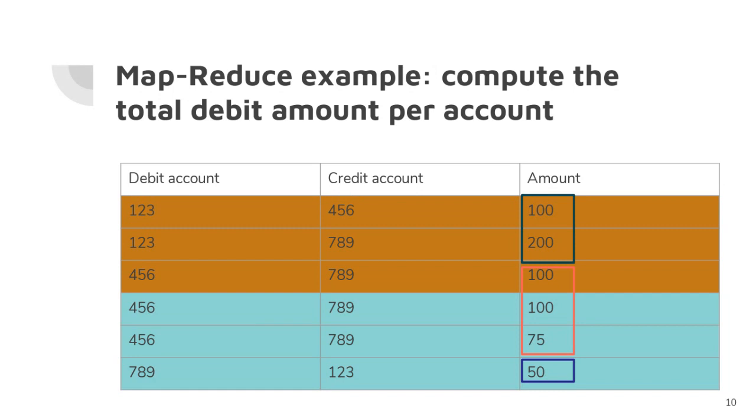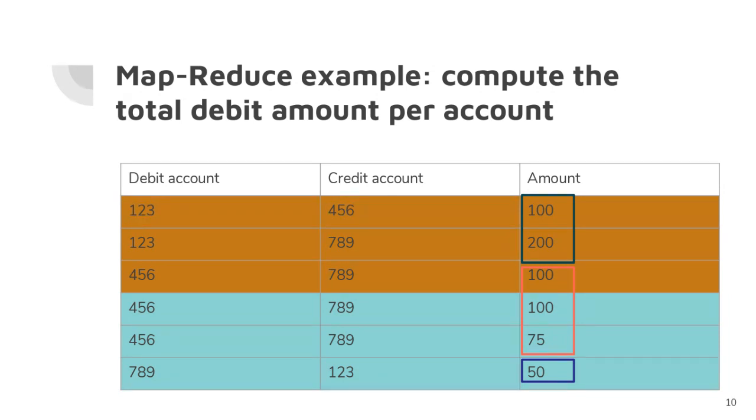And what we want is to compute the total debit amount per account. For account 123, this is 100 plus 200, that's 300. For account 456, that's 275. And note, we colored each row, so in this case that also signifies on which node it is stored. So for the first account, account 123, all data is on a single node, so you can easily compute the sum there.